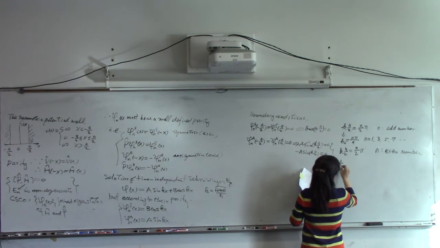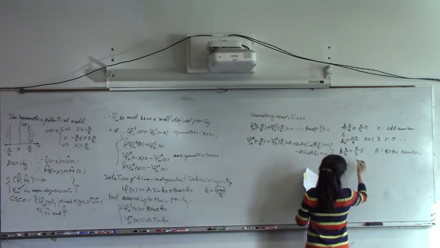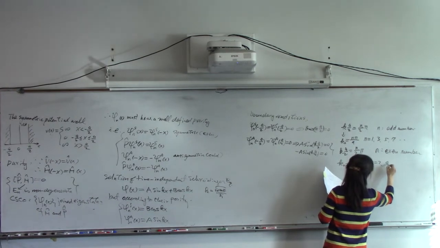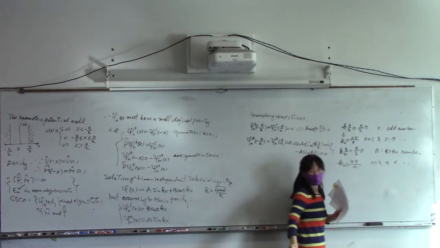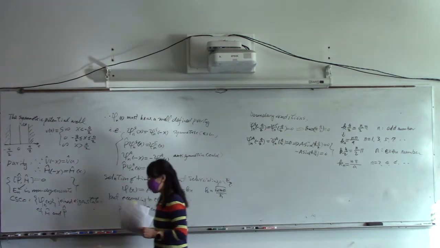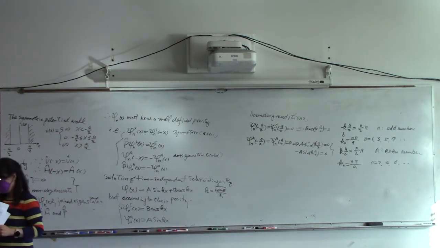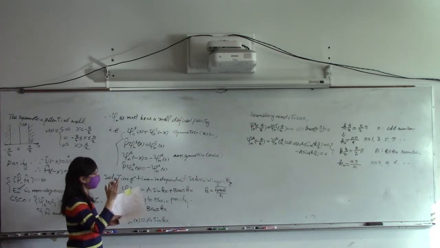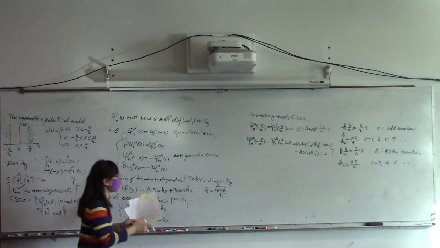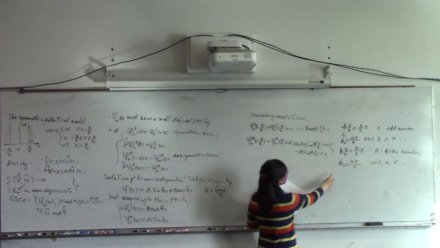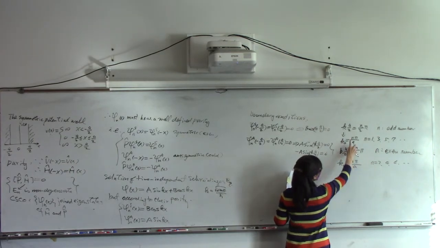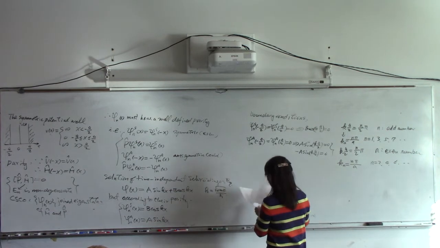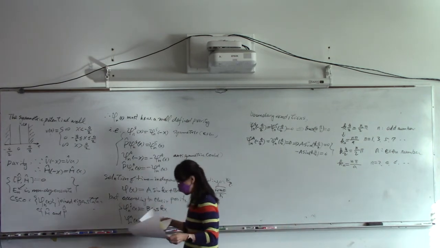Then the Kn in this case is again the same, n pi over a, but n equal to 2, 4, 6. Since sine n pi, if n is an integer, then half n should be an even number, right? So we have the same formula for Kn, but now one is for the odd numbers and another for the even numbers.